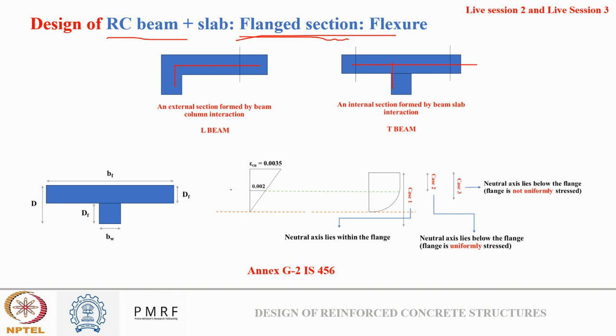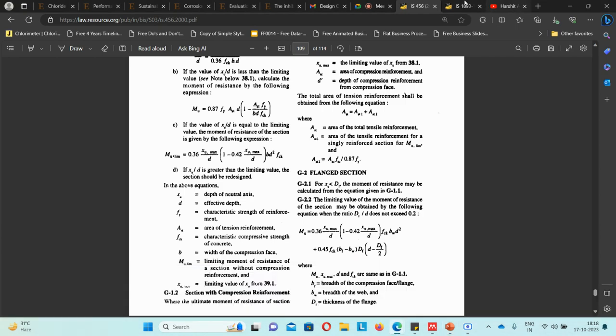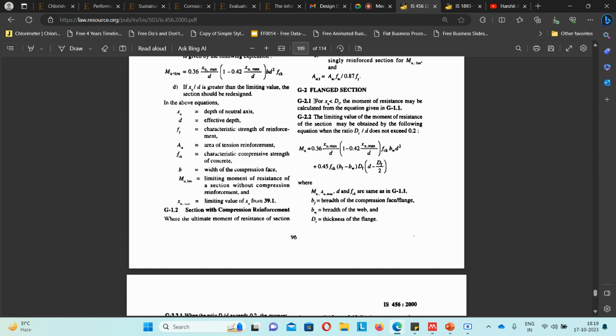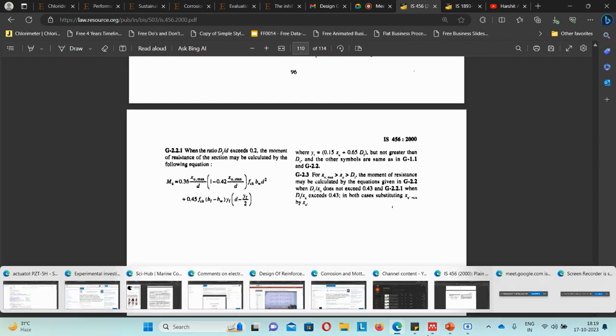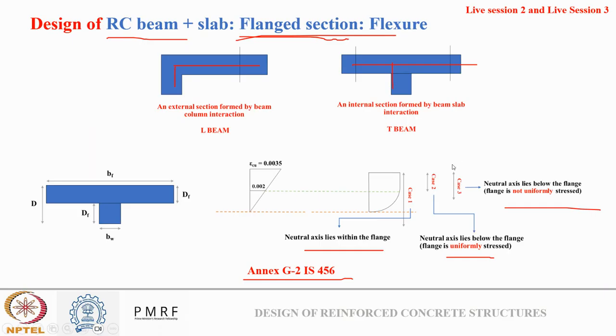In these cases also we saw three different cases based on the depth of the neutral axis and how we design for it. In Annexure G-2 of IS 456, again you can find all these design relationships, and the same we also discussed in live session 3. Here in G-2 you can see all the design cases, and all the formulas and relationships related to this design have been mentioned. You can always revisit that session to have a recap.